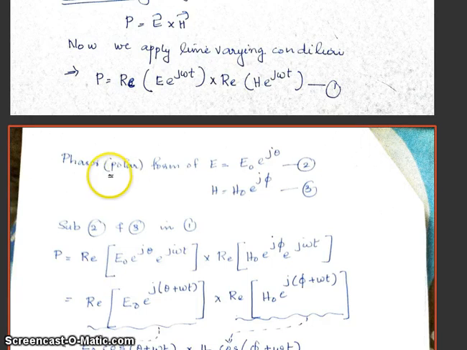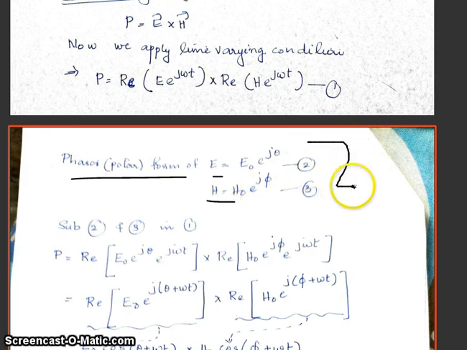So we can represent E and H in the phasor form, or otherwise polar form, as E is equal to E naught into e raised to j theta. Similarly, H is equal to H naught into e raised to j phi. This is a polar representation or otherwise a phasor representation of E and H. E is equal to E naught e raised to j theta, and H is equal to H naught e raised to j phi.